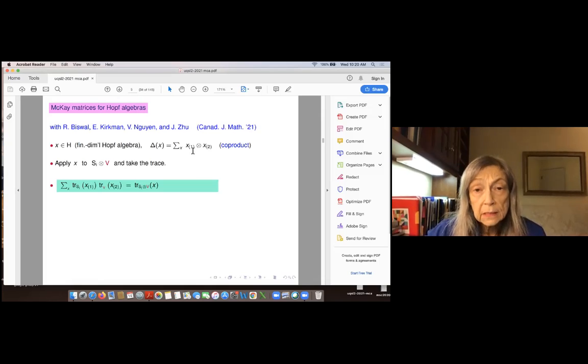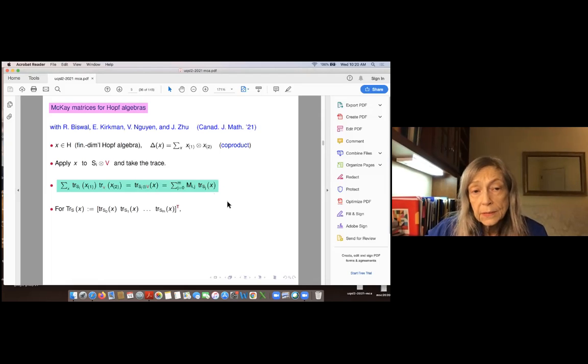So when I take the trace, I get the trace on S_i of the first factor and the trace of V on the second factor. That's the trace on the tensor product of X. And because I had written S_i tensor V as the sum of the S_j's, I get this equation.